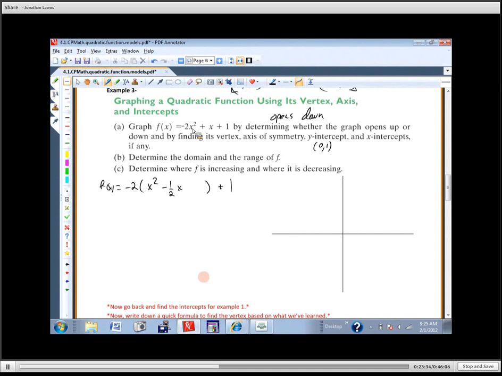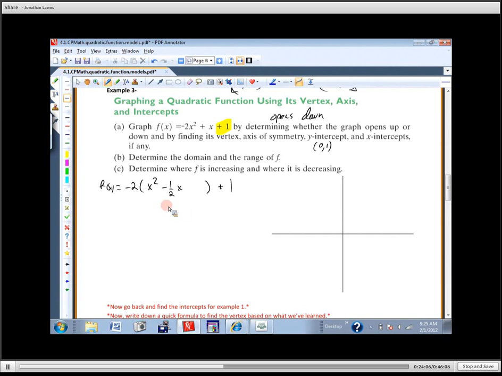I kind of ignored the 1 for a second, and I said, all right, I'm going to factor out a -2. So if I pull out a -2, I'm left with x squared. If I pull a negative out of a positive, that makes it negative. And if I divide a 1 by 2, I get a 1/2. So this is the same thing, it just looks a little bit different. Any questions? Okay, here's where it gets interesting. Half the middle coefficient. What is a half of a half?